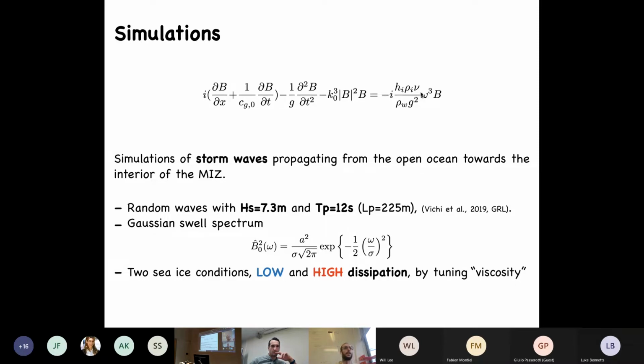I selected values of significant wave height of 7.3 meters and peak period of 12 seconds, because those correspond broadly to the conditions that we found in the field in 2017. I assign a Gaussian wave spectrum without loss of generality, and I'm going to study two sea ice conditions corresponding to low and high dissipation, tuning the viscosity parameter, which is the mu parameter up here in the equation.